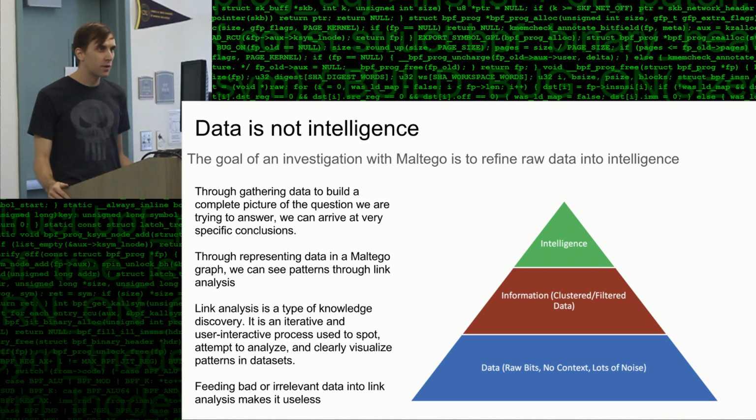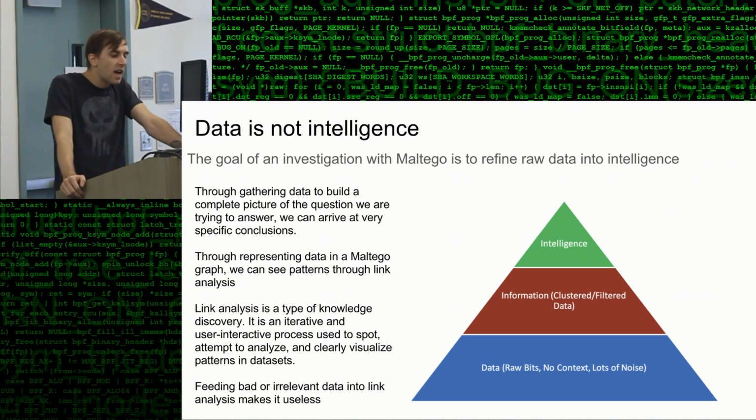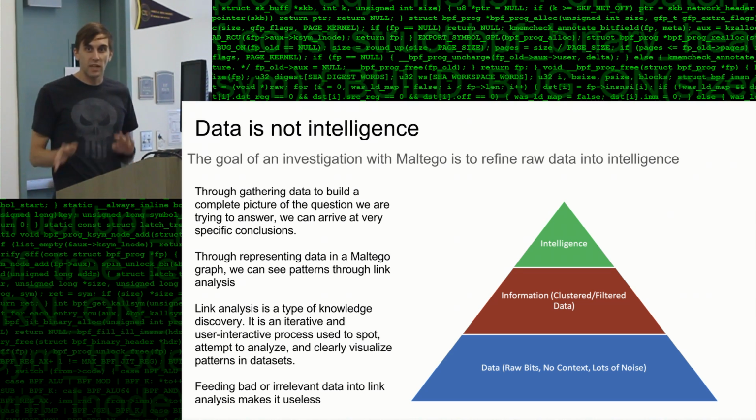Data is not actionable. That is the core difference between intelligence and data. And Maltego is a tool for you to turn data into intelligence. The way that it does that is through a technique called link analysis. Link analysis is a type of knowledge discovery. It is an iterative and user-interactive process to spot, analyze, and clearly visualize patterns in data sets. Now, the problem with link analysis is if you feed it bad or irrelevant data, it makes it useless. So everything I've said about selecting the right data to put into this is really critical, because if you're using bad data or if you're answering the wrong question, this whole beautiful process does not work and you will get very frustrating results.